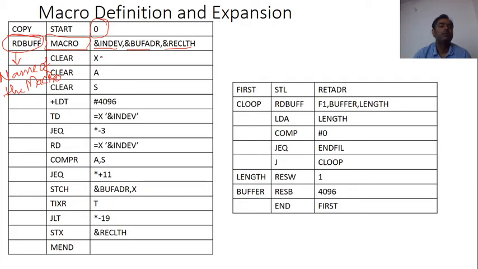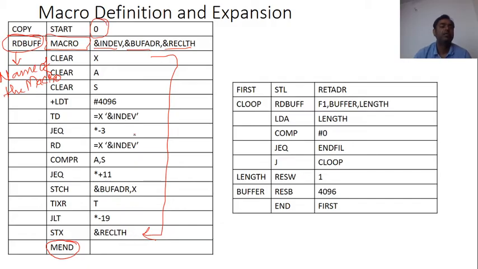Now you can see here the statement 1 in this macro is clear x, then clear a, clear s, and in this you can see there are so many statements written in this macro. When you get the mend statement, that means this is the end of the definition of this macro. So you can see our macro starts from here and ends at this point. And the name of the macro is rdbuff. So the macro rdbuff starts from this statement and the end statement is stx %reclth.